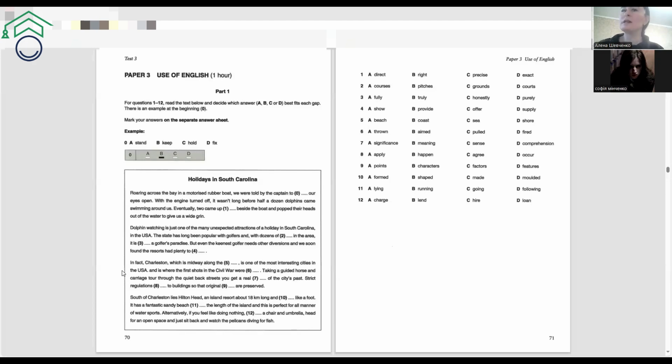So in the sentence, we have information about shots. First shots in the Civil War were fired. To fire shots means to use some weapon, to use guns, for example, right? So we choose D here, fired. Okay, let's move on with number 7. So A, significance, B, meaning, C, sense, and D, comprehension. Again, let's get back to number 7.